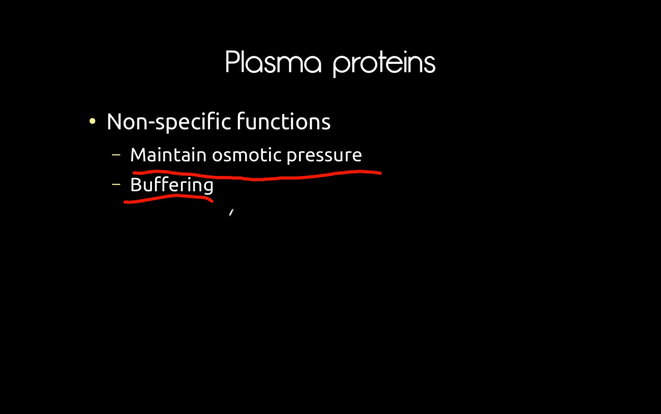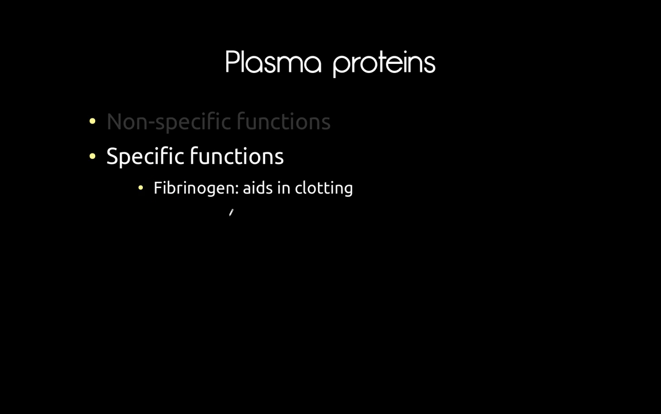Let's talk about some of the specific functions of some of these different proteins. Now, we've talked about some of them. We've talked about some signal molecule proteins that are in the blood. We've talked about some transporter ones, like the apolipoproteins, that transport different sorts of lipophilic nutrients. But here are some other ones.